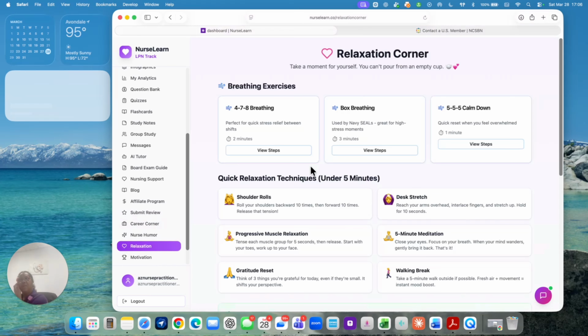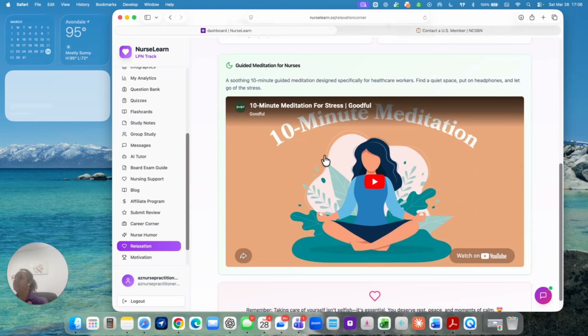Relaxation. Relaxing is really important as a nurse because work can be really stressful, especially if you're working 12-hour shifts or working in a SNF where you have 30 patients. You need to relax. So we created this little relaxation corner, just some exercises. You got your shoulder rolls, your box breathing, and then a little YouTube video for a little meditation.